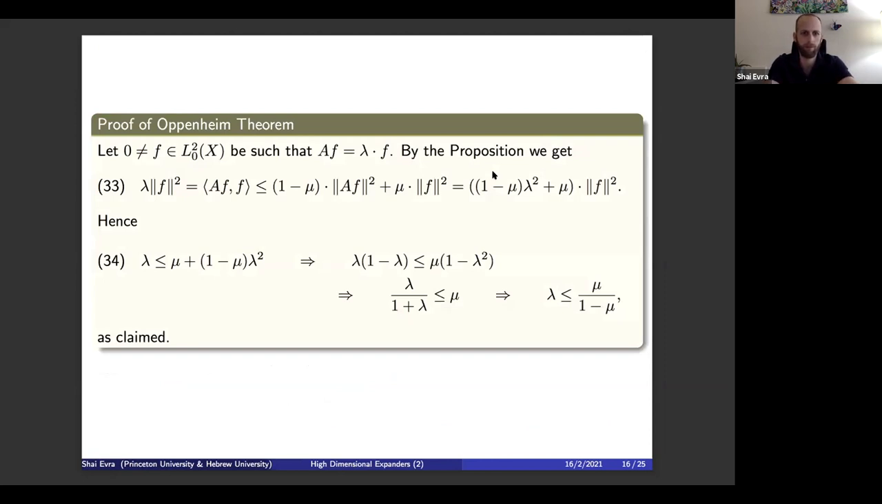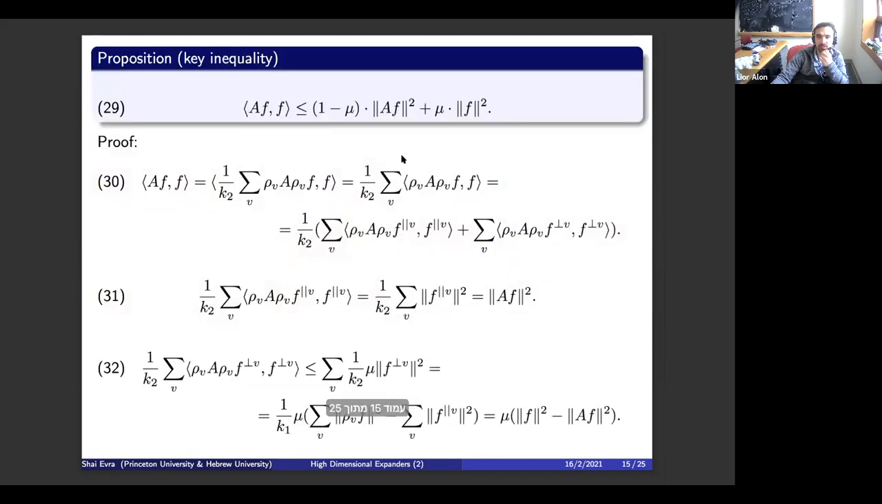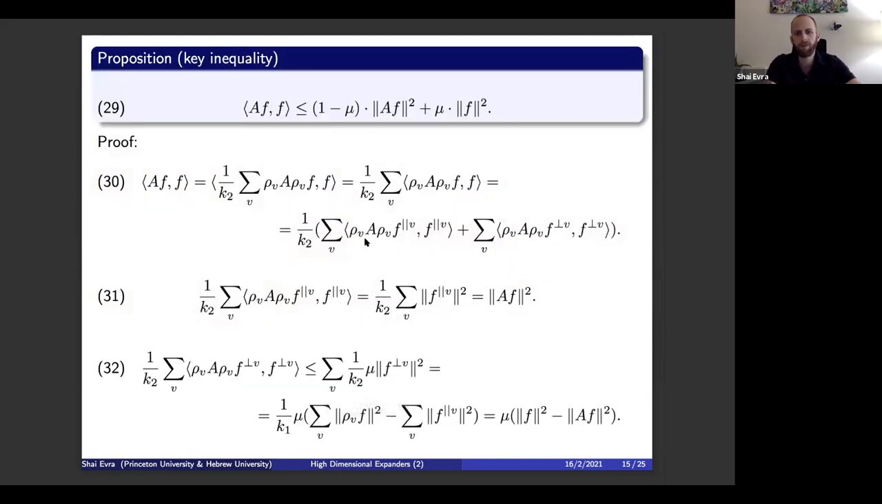Any question about the proof of Oppenheim theorem? So at this point, it looks like you really needed the regularity assumptions that you used, like both K1 regular and K2 regular. It simplifies the argument considerably. I agree, but it's not necessary. It's not essential. No.